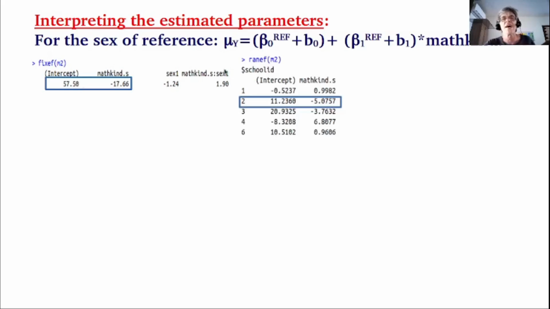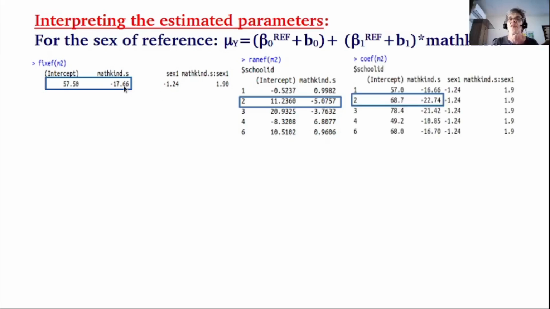So we could also ask ranef for the random effects. This is a long list that has the 99 schools. Let's focus, just for the sake of the example, on one of the schools, school number 2. This is telling us that for school number 2, the intercept is 11.23 units higher than the population or fixed level effect, and that the differential of slope for school number 2 is minus 5.07 units smaller than the population level effect.